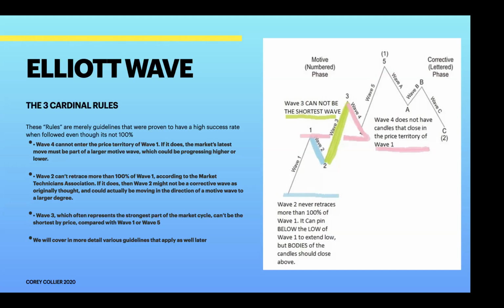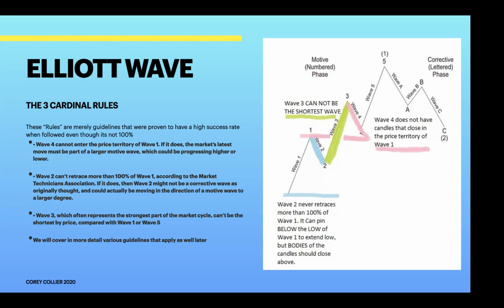But as long as you know the characteristics of a wave 3, you'll be able to identify which one is which. So the picture to the right, highlighted in the blue, it says wave 2 never retraces more than 100% of wave 1. Now, it can pin below the low of wave 1, and it can do a candle or two close below wave 1, just barely. But if it's not a clean break of structure, expect that to be a reversal or a double bottom, like a W, okay?